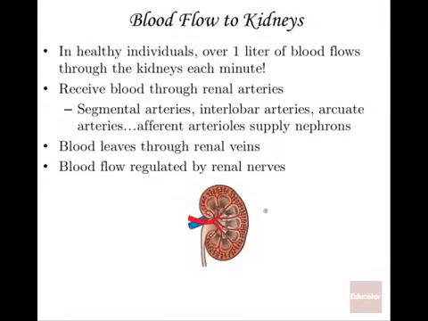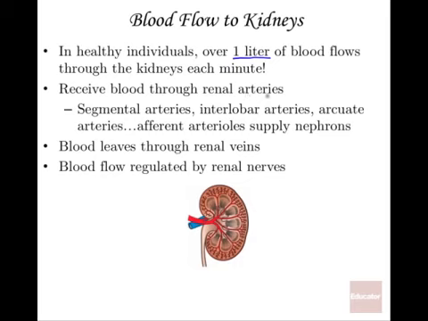So, blood flow to the kidneys. Amazingly, in a healthy individual, over 1 liter of blood flows through the kidneys each minute of your life. That's incredible to think about because the average person has about 5 liters of blood in their body, or 10 pints. It's amazing that 20% of that is constantly going through your kidneys every minute. So they're doing an amazing job of filtering blood.